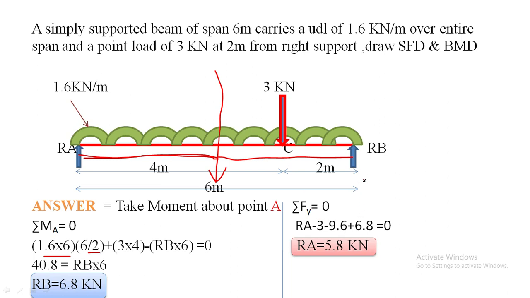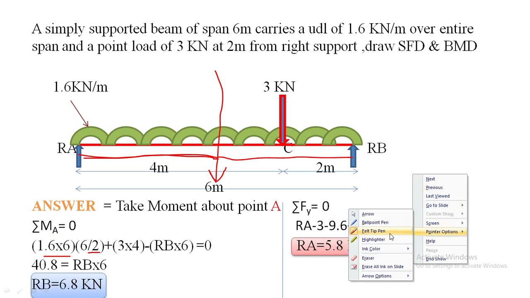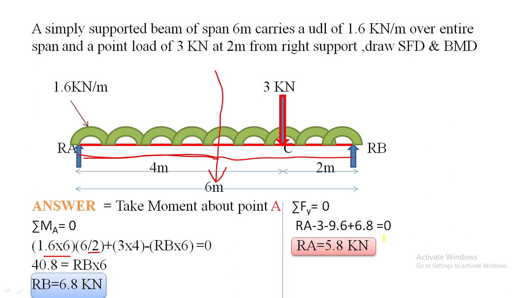Then RB is going in upward direction, so plus RB, that is 6.8, and this point load is going in downward direction, that is minus 1.6 into 6, that is 9.6. So after calculating, we got the answer of 5.8 kilonewton. Then our next step is to calculate the shear force value.